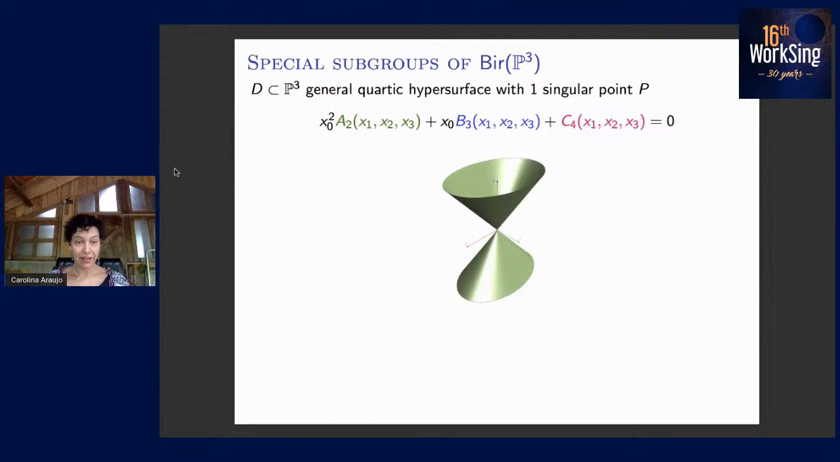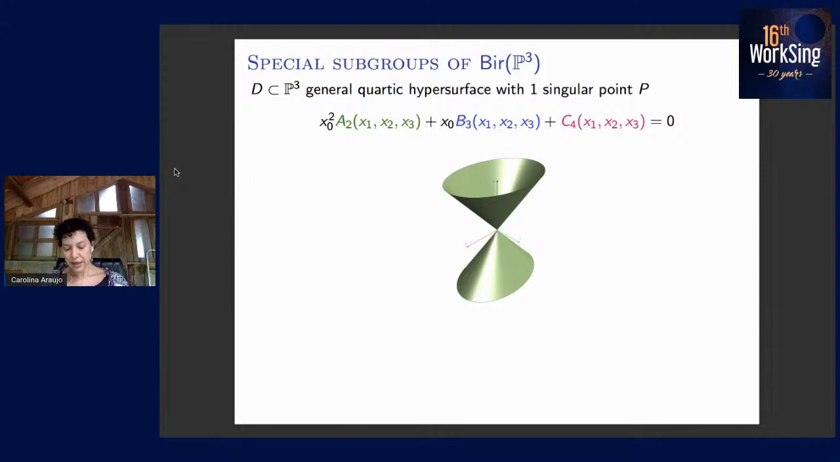So let's look at a very specific example. I start with a general quartic hypersurface in P3 having one singular point. If I assume that the coordinates of this point are (1,0,0,0), this is the generic equation of such a quartic hypersurface. And the singularity at the point P looks like the singularity of a quadric cone as drawn in this picture. In fact, this green cone is precisely the tangent cone to the hypersurface at the point P, which is given by the polynomial H2(X1, X2, X3). So this is the tangent cone, and this is how the singularity looks at the origin.